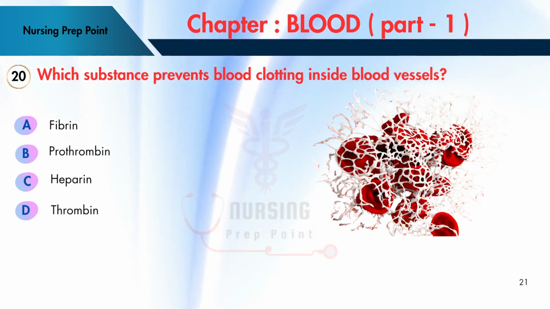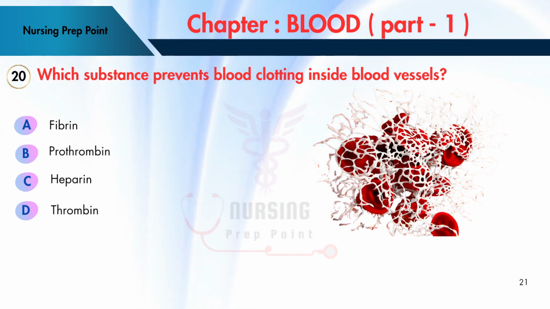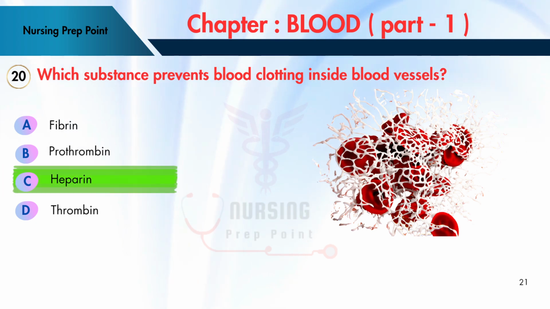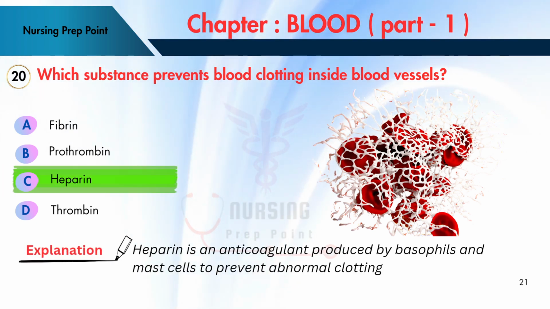Which substance prevents blood clotting inside blood vessels? Option A, fibrin. Option B, prothrombin. Option C, heparin. Or option D, thrombin. The correct answer is option C, heparin. Explanation. Heparin is an anticoagulant produced by basophils and mast cells to prevent abnormal clotting.